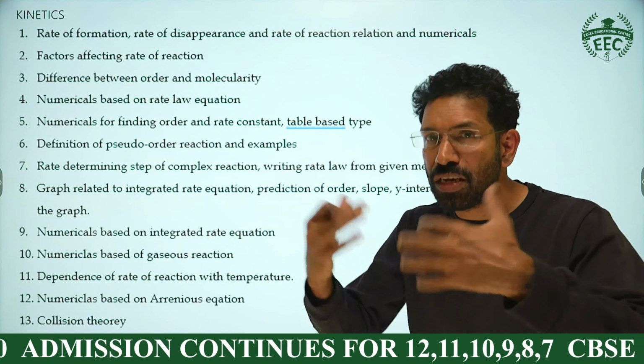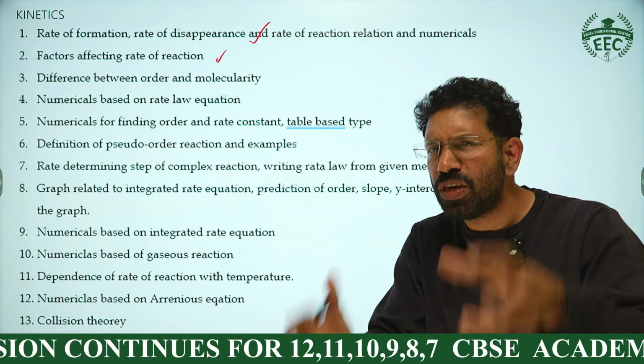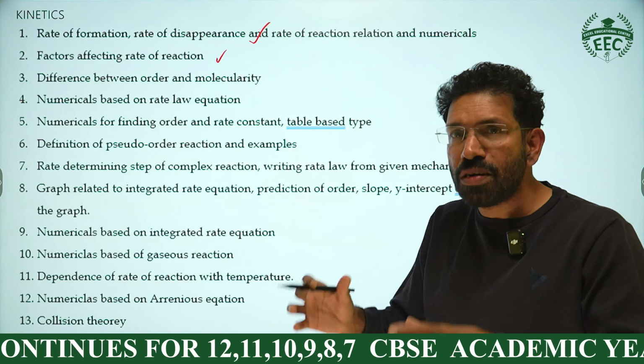Factors affecting rate of reaction. That's an easy question, a direct question. I don't think it will come, but it is coming. It came in the board exam before, so many factors are there. There are 6 to 7 factors affecting the rate of reaction. It can come for 2 marks. If the question is so easy, you can expect this one. So just go through it.